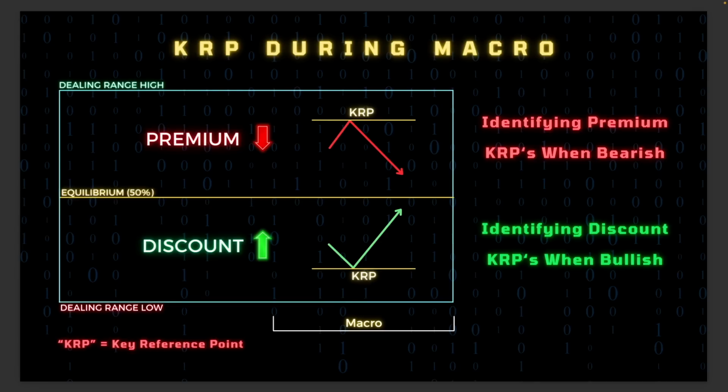In discount of the dealing range off of a key reference point. But that's just the price aspect of it. We want to see that occur during a macro, during the time that we expect price to spool to liquidity or inefficiency. So we're using time and price to form a high probability setup.